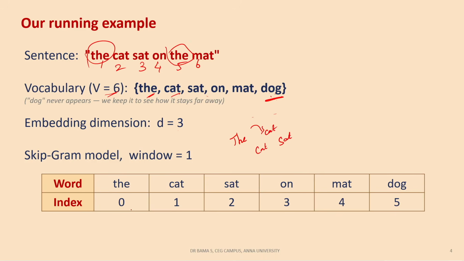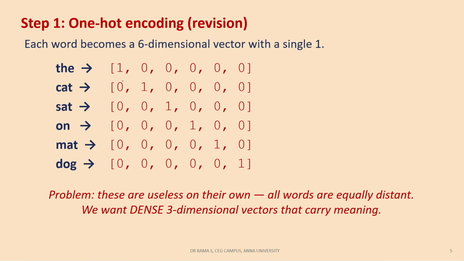So, we have the index. Suppose the words are the cat sat on mat dog, and the index for each of the words is given as 0, 1, 2, 3, 4, and dog is 5. Given these indices, now let us do a one hot encoding, and because the vocabulary is 6, you would have 6 bits, and "the" stands for the first position, cat for the second position. This is the index we have seen here, the same index position is coming right here, 5 for mat, dog for 6.